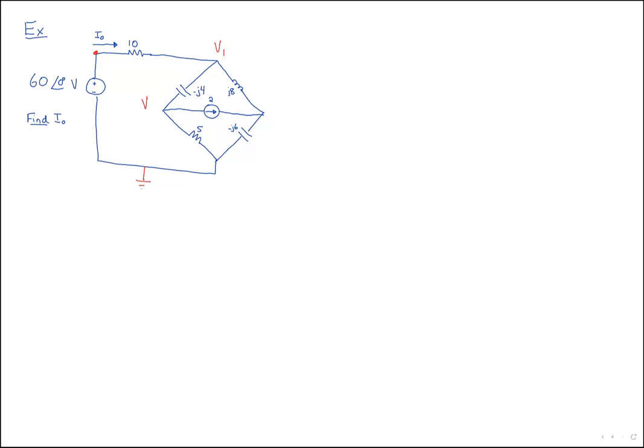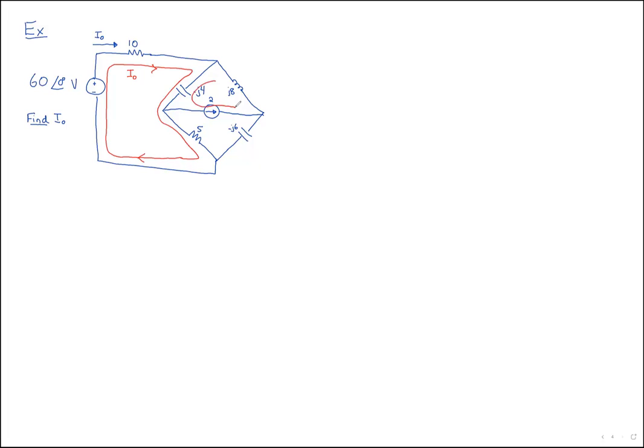Instead, we're going to look at it by mesh. And the reason why I wanted to look at it by mesh is that we've already defined one of our mesh currents. We've already defined this as being our I naught. So I'm going to finish drawing that in. So this is our I naught. And we're drawing it going in that direction.